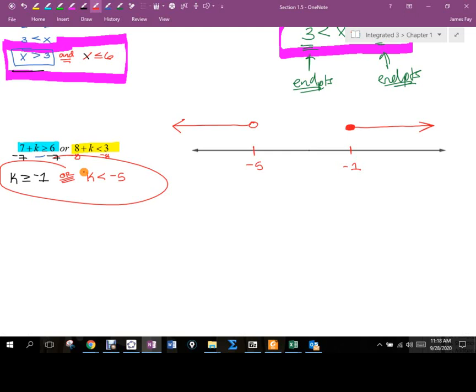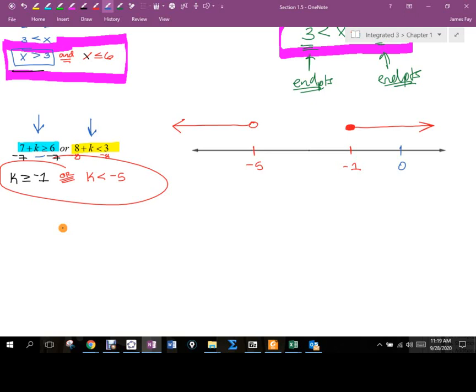But think about what the answers mean there. If I choose a number, let's say 0 is over here, right? If I choose 0, that means 0 either makes this one or makes that one true. It doesn't make both of them true. It only makes one of them true. So if I plug 0 in, I get 7 is greater than or equal to 6. Is that true? Is 7 greater than or equal to 6?